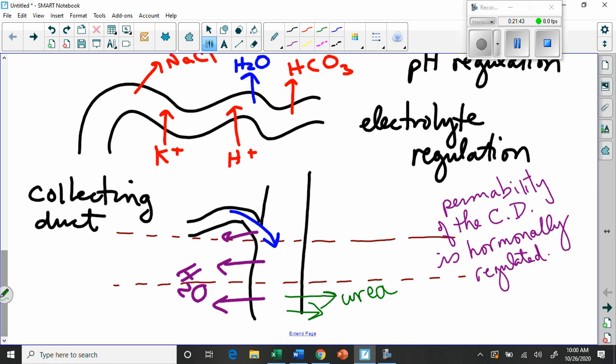So in a sense, we're not reclaiming this urea. It's not going out into the bloodstream and taking off back through the body. It's just hanging out in this inner medulla to help it stay very salty. Question?